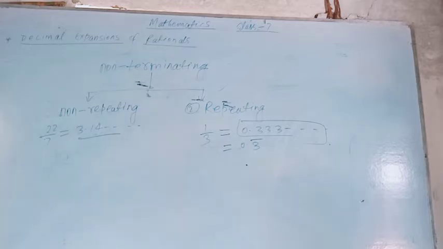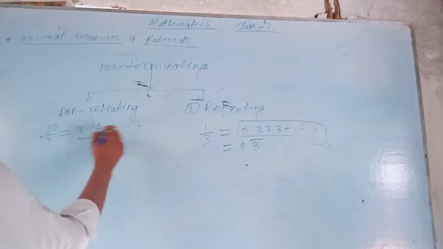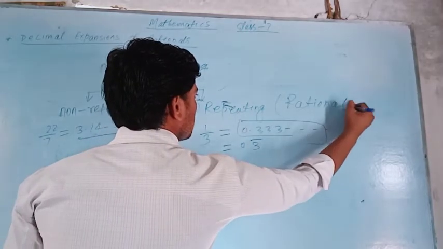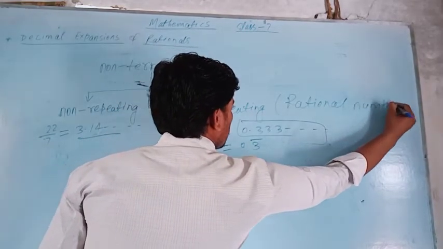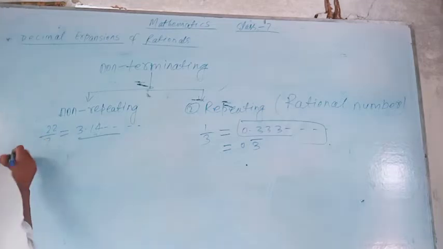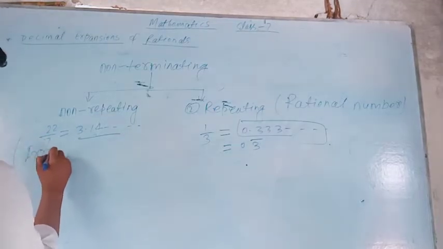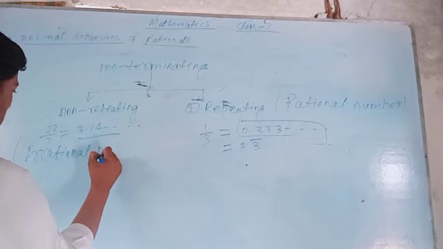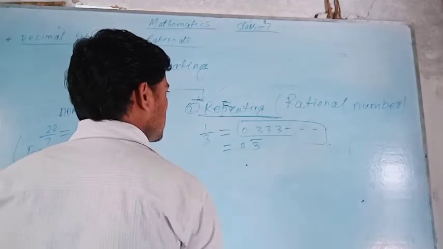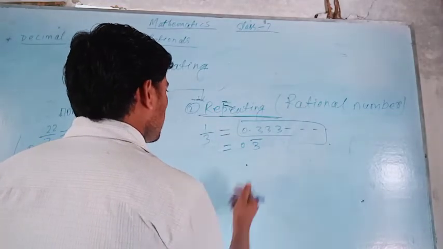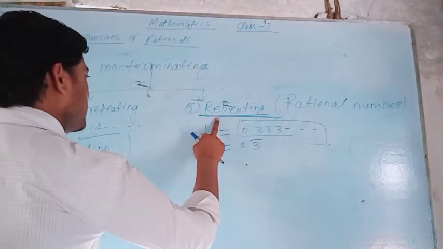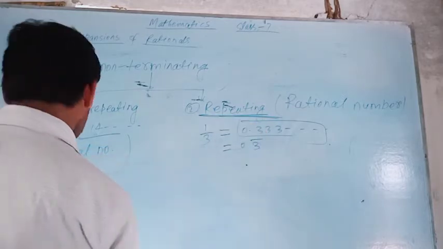Repeating decimal expansion is a rational number and non-repeating decimal expansion is an irrational number. Why is repeating decimal expansion a rational number? About this we will discuss in higher classes. So for now only keep in mind repeating decimal expansion is a rational number.